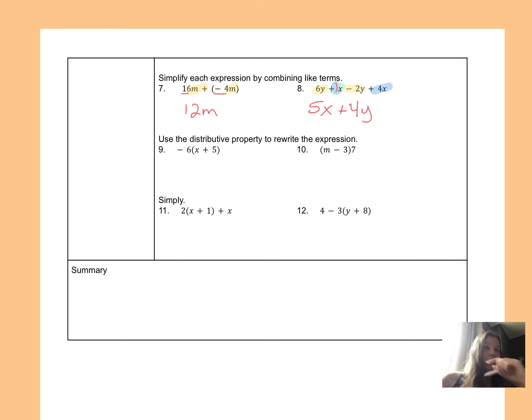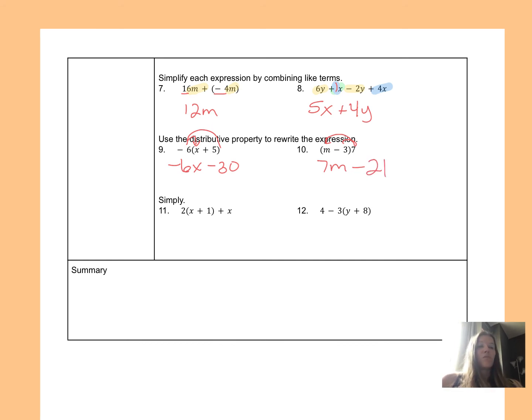Now we're going to do some distributive property. So we're going to take this negative 6 times x is negative 6x. Negative 6 times 5 is a negative, so minus 30. Number 10, same thing even though the 7's on the other side. 7 times m is 7m. And 7 times negative 3 is a negative again, so minus 21.